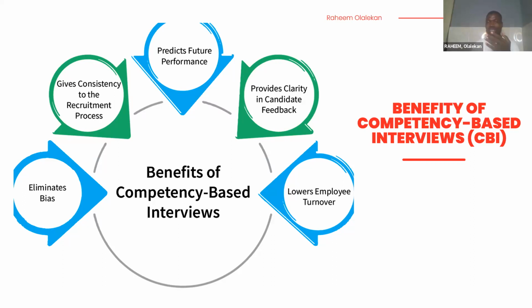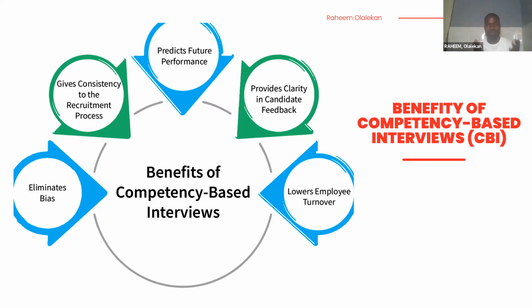Not only that, you've got the candidates deploying assessment center using competency-based interview. Now, for candidate promotion, for candidate appraisal, you still deploy assessment center using competency-based interview. You are building on already built love for the company. Okay, it provides clarity in the candidate feedback.